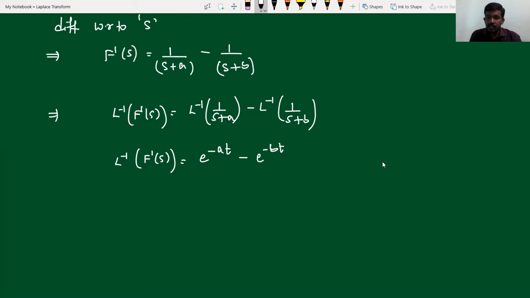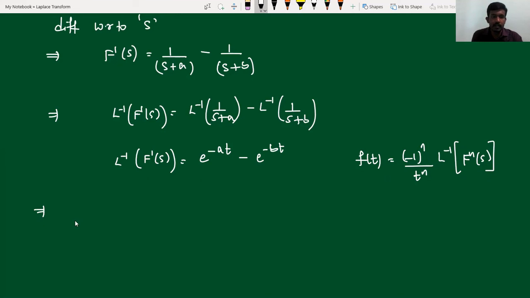Now we have a result that f of t is equal to (minus 1) to the power of n by t to the power of n into the inverse transformation of F n of s. In this case, we have F dash of s. It means the n value is equal to 1. If n is equal to 1, what I have to multiply? I have to multiply by (minus 1) to the power of 1 by t to the power of 1 on either side of this equation.